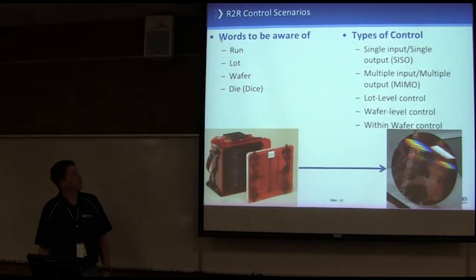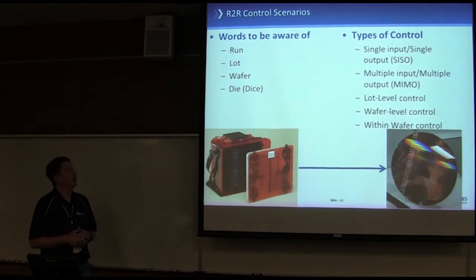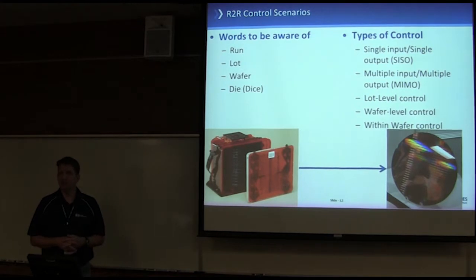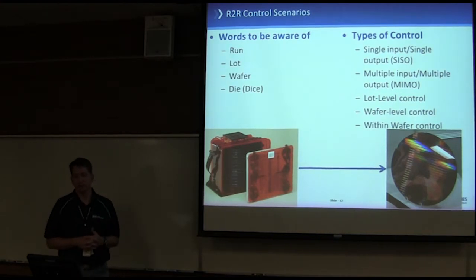So one thing that Jen kind of talked about is a run, which is you have either a wafer or a lot, which is the set of 25 wafers that we mentioned earlier, going into a piece of equipment. So that can either be a wafer or a larger set of wafers. You have a lot, which is the set of 25 wafers, the wafer, which Jen showed you earlier, and the die, which makes up the wafer.